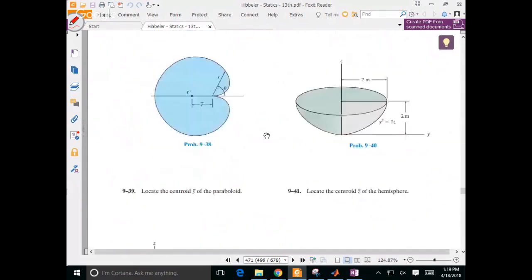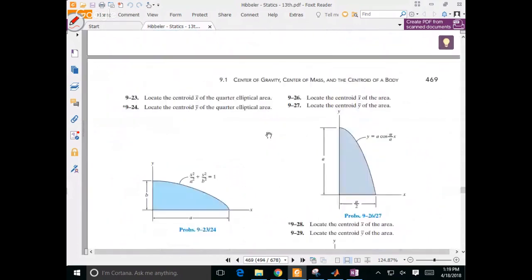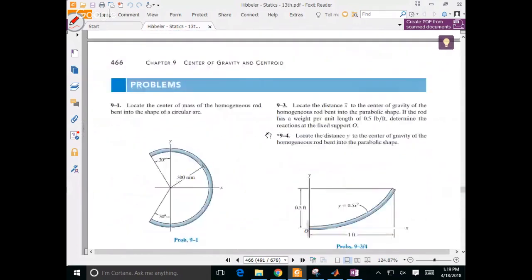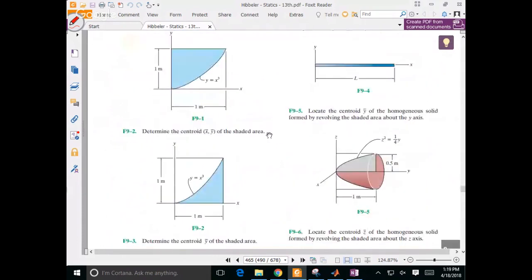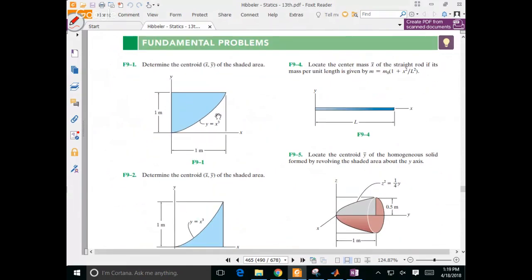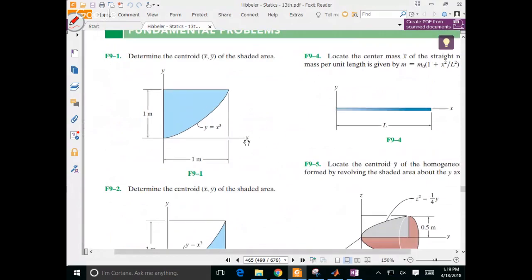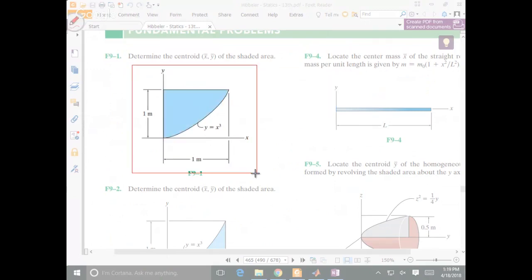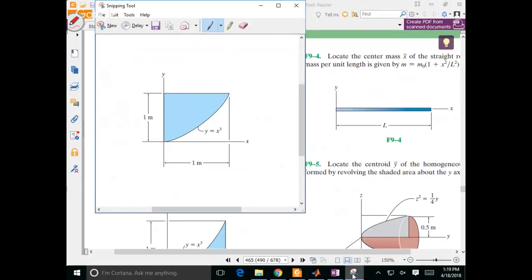Maybe I'll just pick one just to show you they all look the same. So let's pick one. Which one do you want? How about 9-1? It's the first one, so we might as well. They all look the same. I'm not even going to worry about the question.